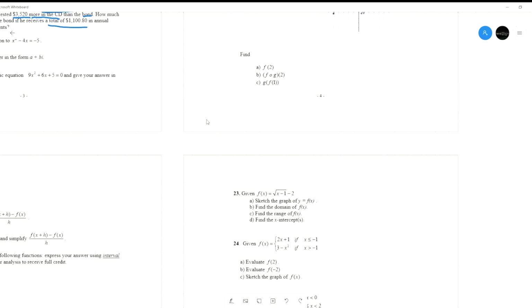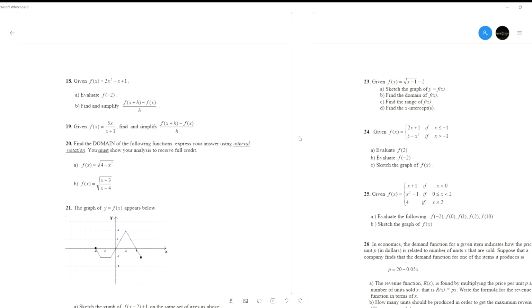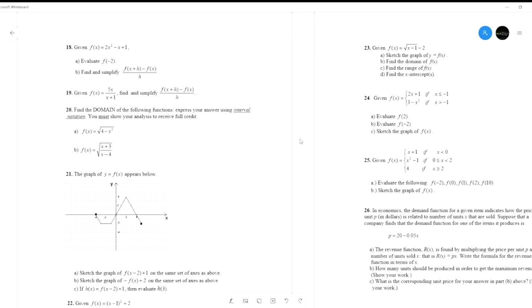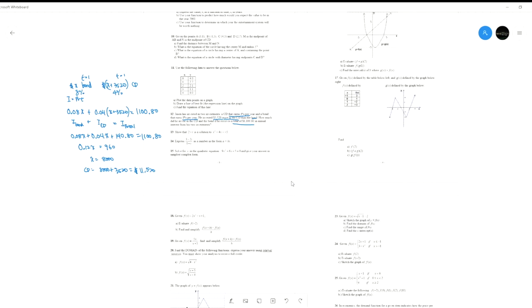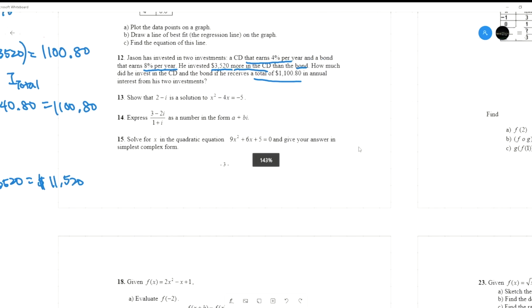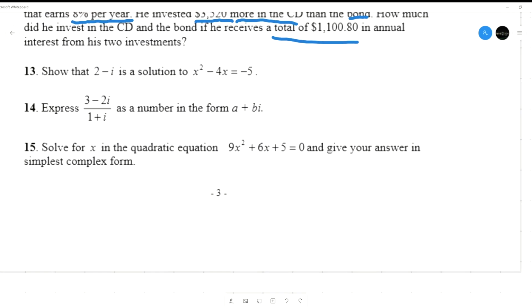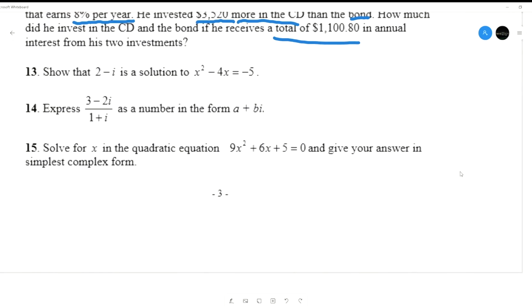Let me see here. We have some difference quotient. Can we do 13, 14, and 15? Sure, what was that? Let's see. Oh yeah, sure. Okay, so for 13, let me use smaller ink here. Alright, so for 13, it says, is this a solution?